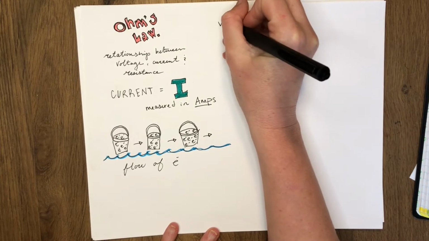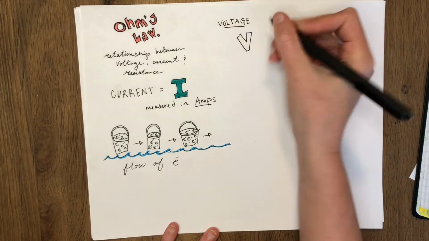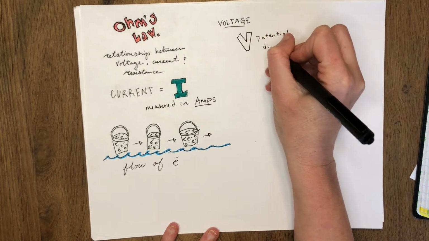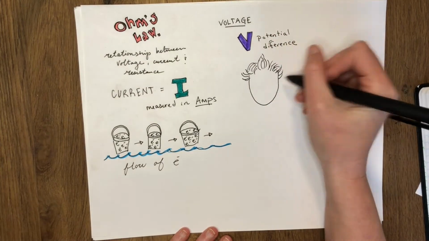All right, so what are our other variables? Remember, we have voltage, which we represent as a V. Voltage is the potential difference. We think of this as like the power source, right? So what else do we have?